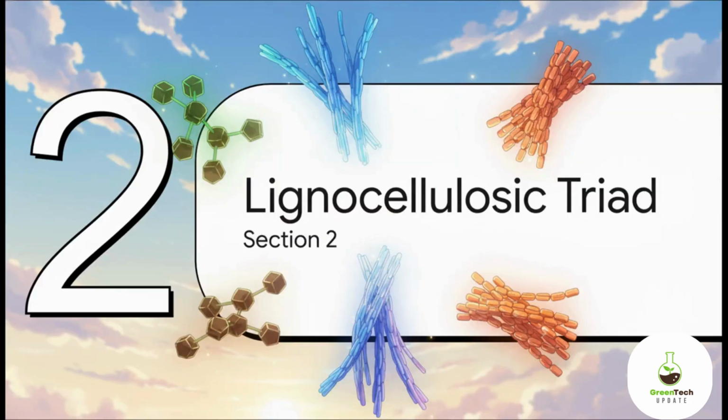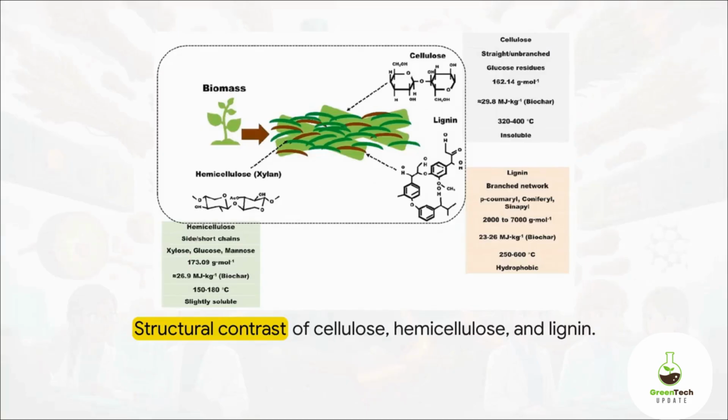That brings us to Section 2, the lignocellulosic triad. We need to dissect this feedstock into its three foundational pillars. We are dealing with three completely different beasts here. First, you have straight, unbranched cellulose fibers. Then, you've got the highly branched, shorter side chains of hemicelluloses. And finally, wrapping the whole shebang together is a complex, hydrophobic, and highly aromatic lignin network. Because they are so structurally different at the molecular level, they behave entirely differently once they're inside a thermal reactor.